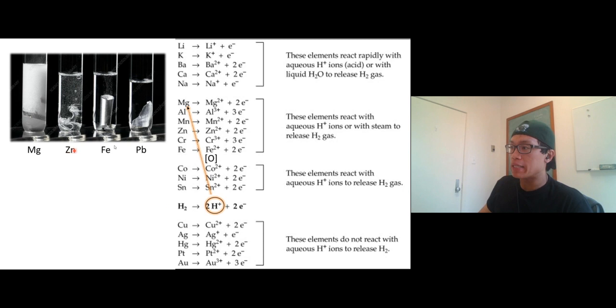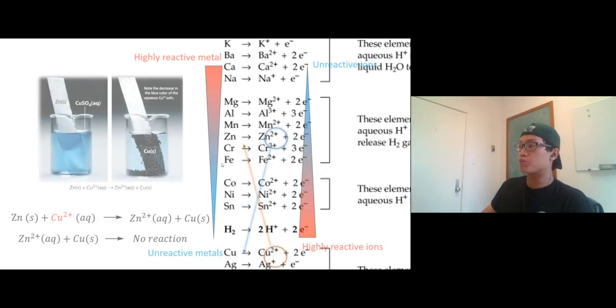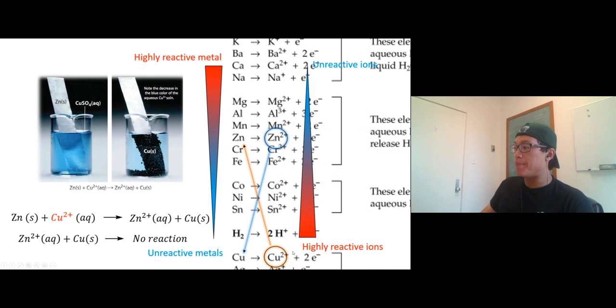Now zinc is lower, also works, right? You can see there's a bubble right here. Magnesium is more vigorous, right? The reaction with zinc is less vigorous because zinc is less reactive. If you go back right here, if you take the solution at the bottom, it's a highly reactive ion. At the top on the left side, on the metal side, those are reactive metals. If you take a reactive solution and react it with a reactive metal, the reaction will be very vigorous.